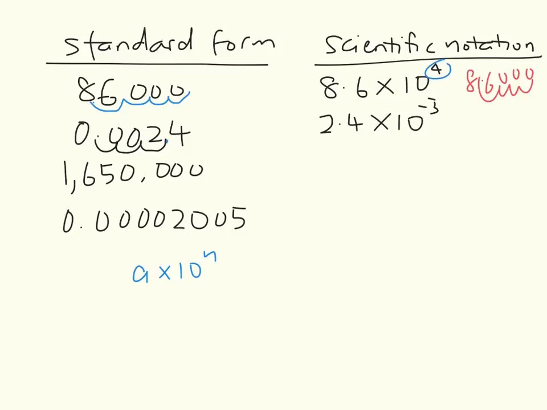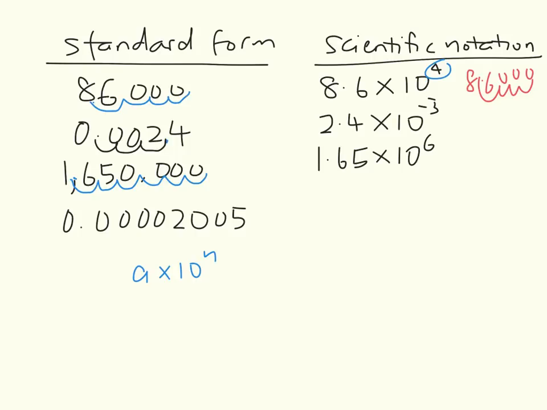Okay. So the next example, 1,650,000. You can see that the first non-zero leading number is 1. So you'll put a decimal point here, at 1.65, times 10. Again, this number is bigger than 1, so it has to be a positive integer power. So I'm going to move it: 1.65, 1, 2, 3, 4, 5, 6, times 10 to the power of 6.